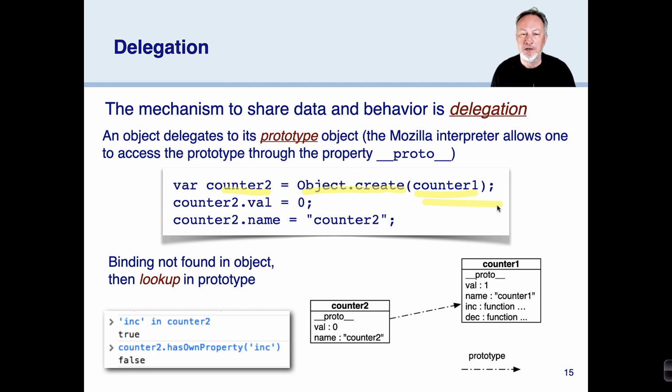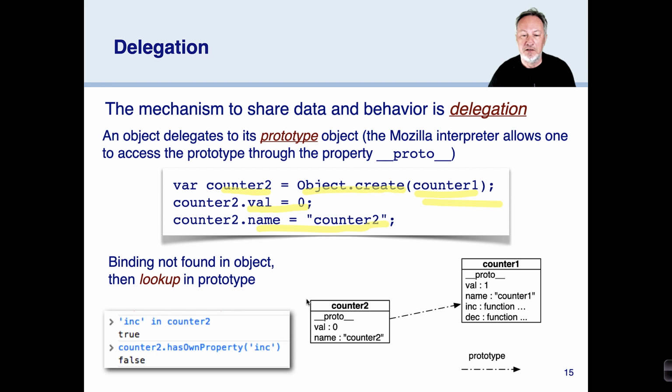So now we have a new object counter2, which has counter1 as its prototype. So that means counter2 is a completely empty object, but it has a prototype. If we ask counter2 anything, that message will be delegated to counter1. However, we would like counter2 to have its own state. So counter2 is going to have a value, 0, and a name, counter2. And these now belong to counter2. The functions that were defined in counter1, the increment and decrement functions, we do not redefine, they continue to exist.